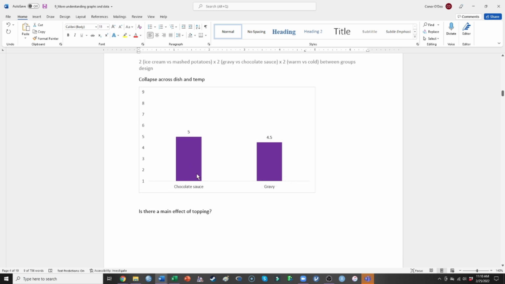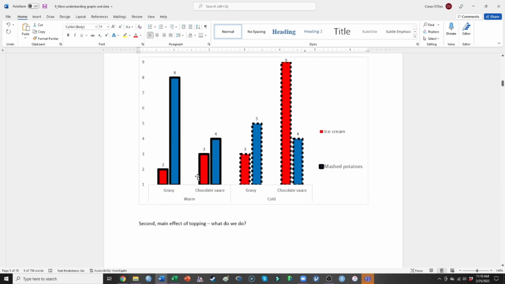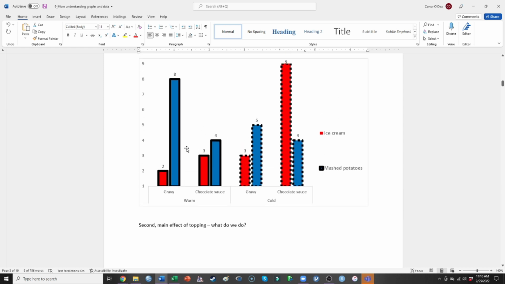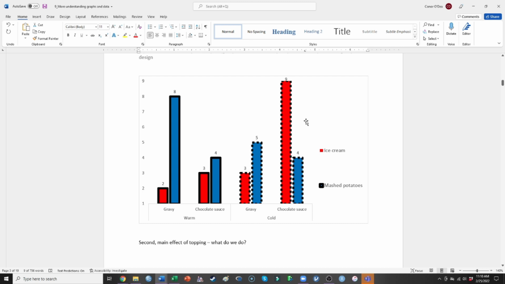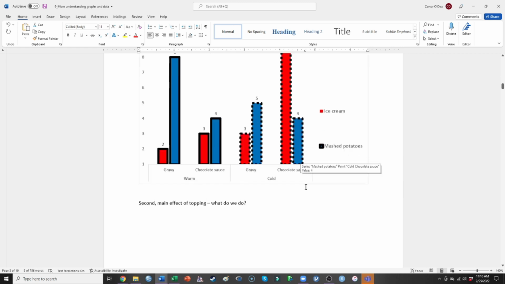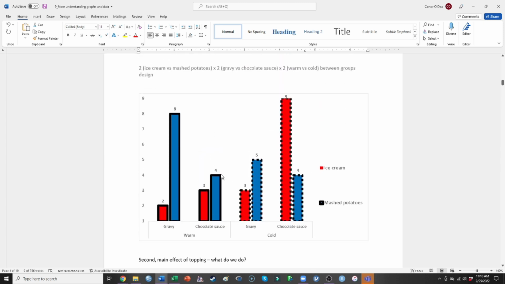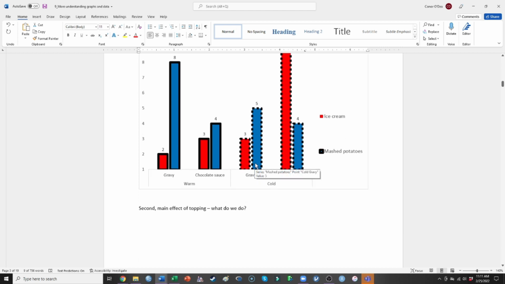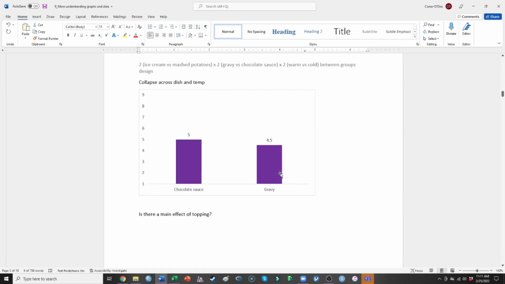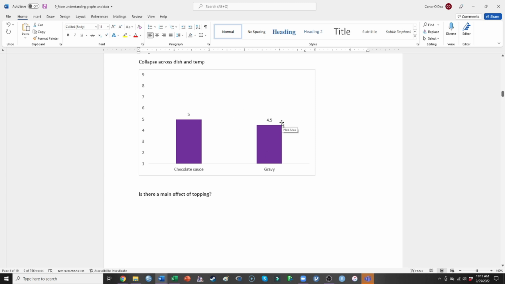So we've got chocolate sauce, and in order to calculate that average, what I did was I took these 2 bars and I averaged them, and I averaged those with these 2 bars. So I took 3 plus 4 plus 9 plus 4, divided that by 4, and that gave me an average of 5 for chocolate sauce. Then I took 2 plus 8 plus 3 plus 5, and then I divided that by 4, and that gave me an average of 4.5 for gravy. Now here, I'm asking you, is there a main effect of topping? I would say probably not.